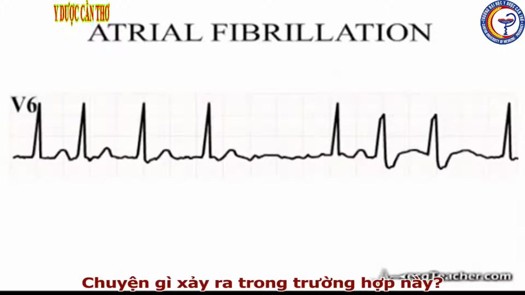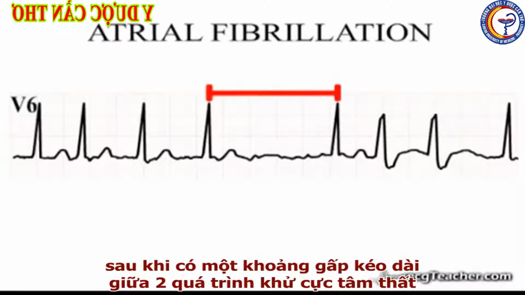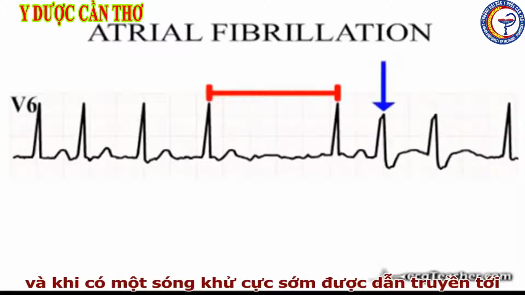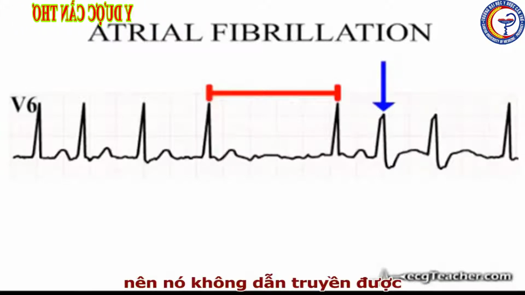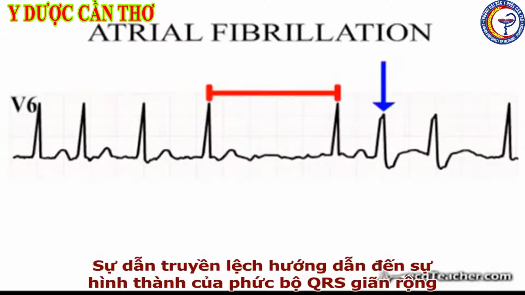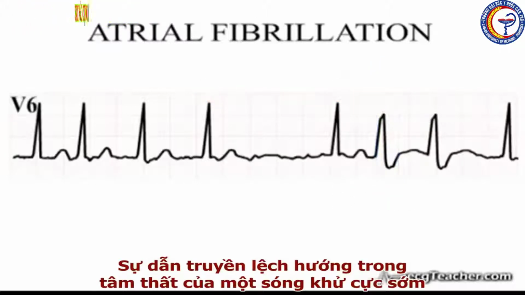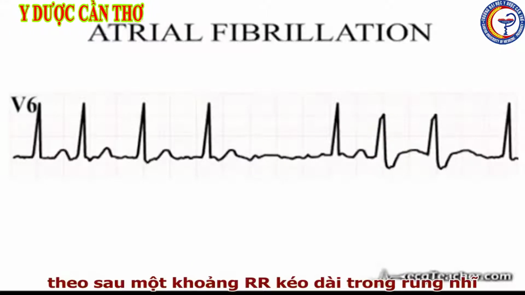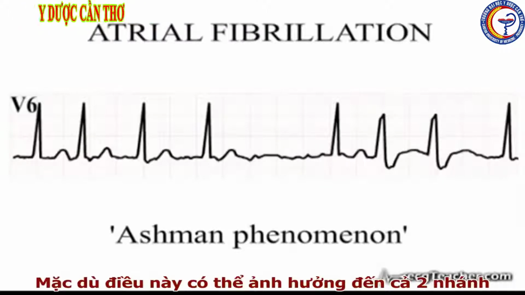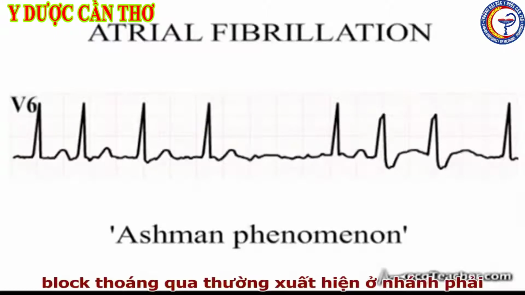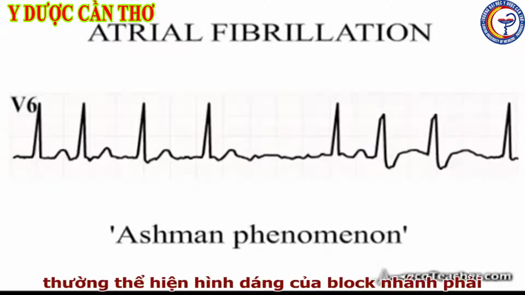What has happened in this case is that the bundle branch refractory periods have lengthened during this prolonged gap between ventricular depolarizations. An early transmitted atrial depolarization wave has then encountered the right bundle branch while it is in a state refractory to transmission. Aberrant conduction results in the presence of a broad QRS complex. Aberrant ventricular conduction of an early depolarization wave following a long RR interval in atrial fibrillation is termed Ashman's phenomenon. Although this may affect either bundle branch, as shown here, the transient block usually occurs in the right bundle, and the aberrantly conducted complex therefore usually demonstrates a right bundle branch block morphology.